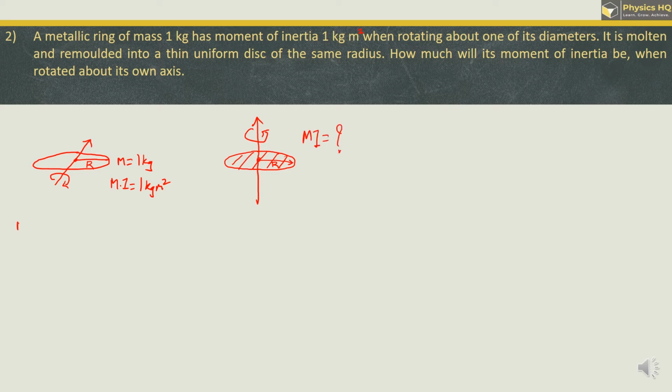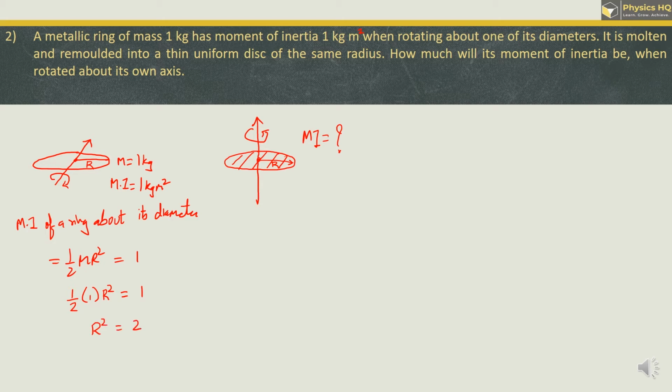So let us start. Moment of inertia of a ring about its diameter is given by 1/2 mr^2, and the value that we have is equal to 1. In the question they have only given mass as 1 kg and moment of inertia as 1. So we will simplify this and find the value of r. So we got 1/2, m is given as 1, r^2, this is equal to 1. So we got r^2 is equal to 2.